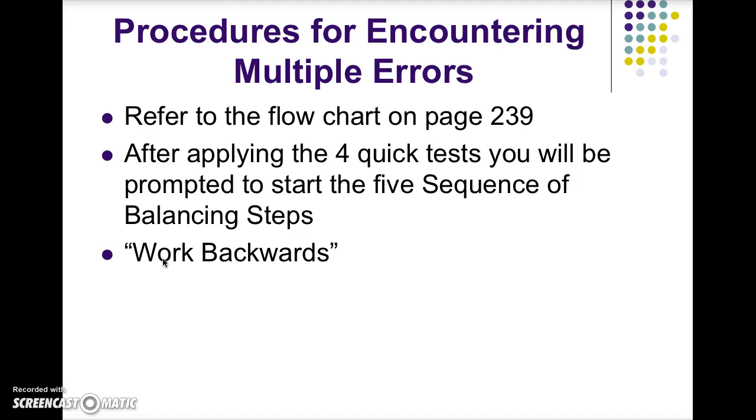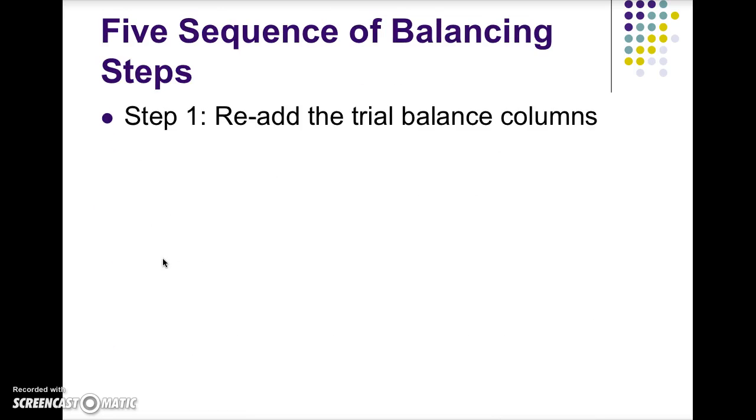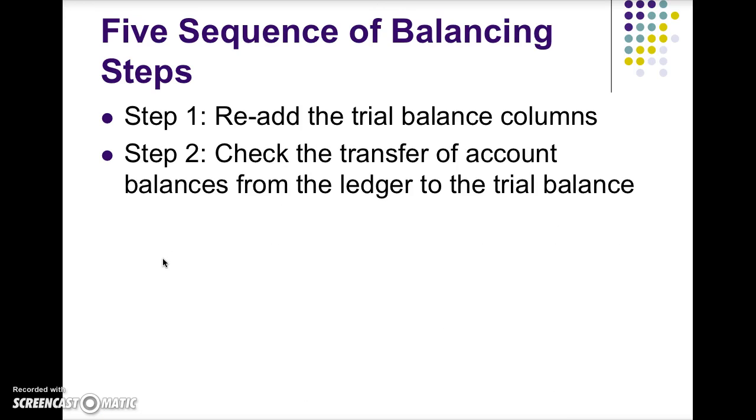This sequence is essentially working backwards from what we've done so far. Let's go through these 5 sequence of balancing steps. Step 1, you're going to go back and re-add your trial balance columns to make sure you didn't make a mistake there. Step 2, you're going to check the transfer of the account balances from the ledger.